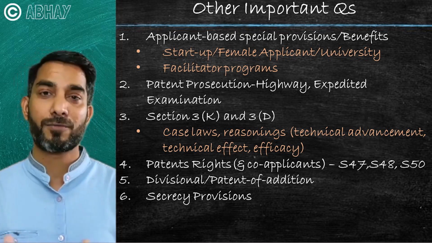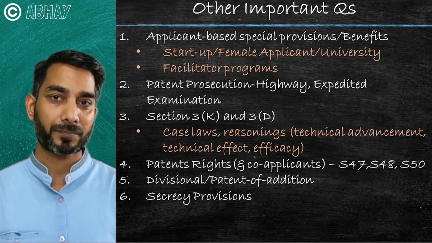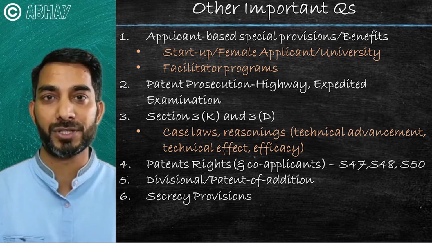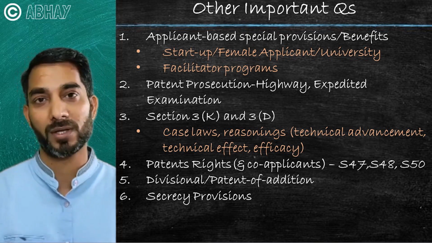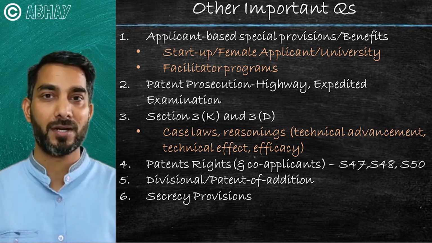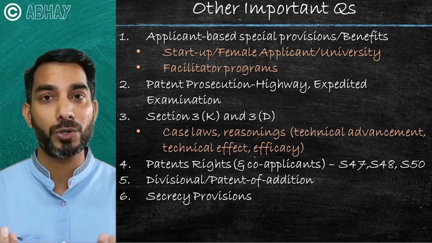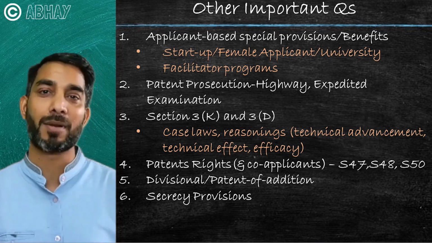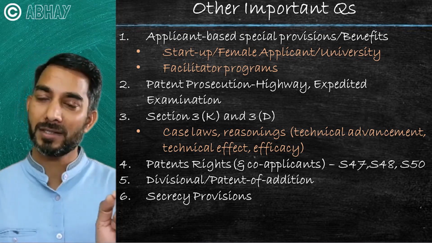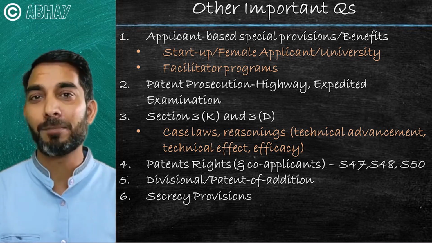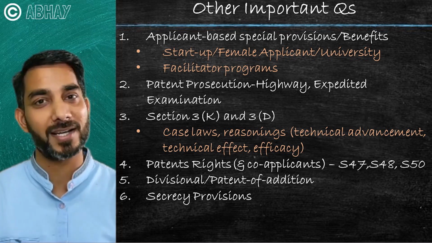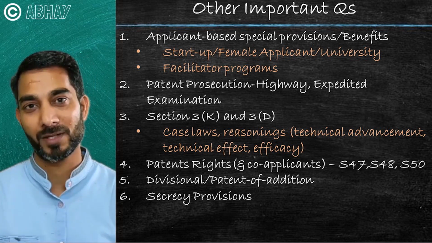right? And then of course, secrecy provisions. On what grounds is a secrecy direction invoked, and what happens to your patent as a patentee or as an applicant? What do you need to know about it? What are the timelines around it? So you should make small notes around these questions also. This would help you to recall and address any use case questions that come.